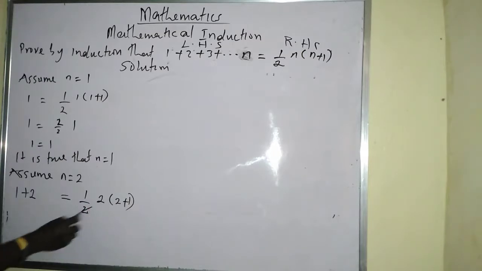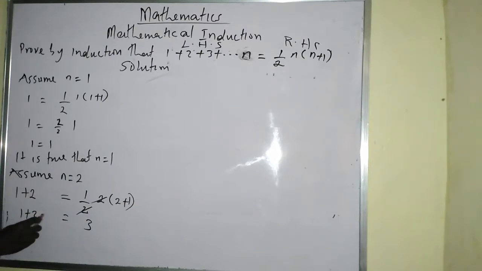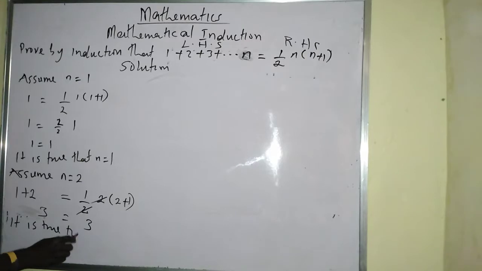Now, I will cancel this. Now, this one will be what? 3. Can you see that? 1 plus 2 is equal to 3. 3 is equal to 3. It is true that n equals 3. Now, I'll move on again.